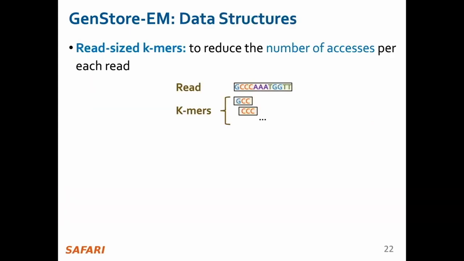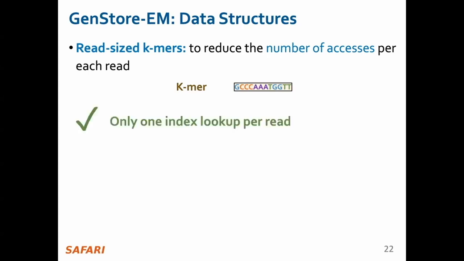So to reduce the number of accesses per read, we introduced the concept of read-sized k-mers. Instead of extracting several k-mers per read, we consider that a read is one k-mer. Therefore, instead of having several k-mers to look up in the index and reference genome several times, we would have only one index lookup per read. So that reduces the number of random accesses.